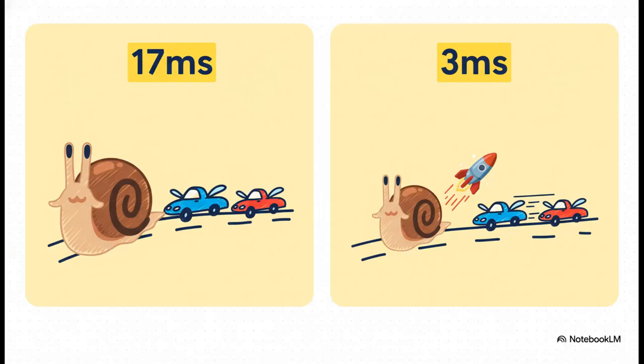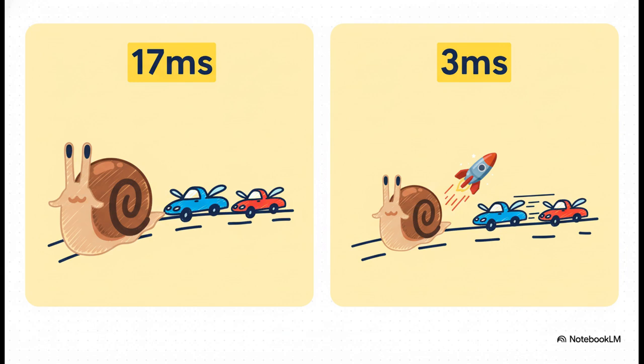This problem has a name. It's called the convoy effect. And just look at the difference it makes. When that long job goes first, the average wait time for everyone is a painful 17 milliseconds. But if we had just let the two short jobs sneak past and go first, the average wait time plummets down to just 3 milliseconds.